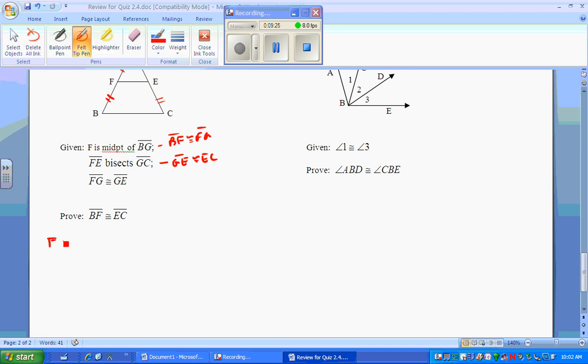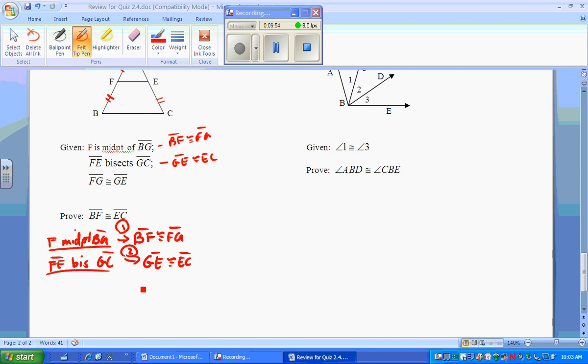Well, we'll start with F is the midpoint of BG. All right, underline it. That gives us reason 1, BF is congruent to FG. Second one, we got FE bisects angle GC. Different reason than above, so we got reason 2, GE is congruent to EC. And then last but not least, we have FG congruent to GE, given.